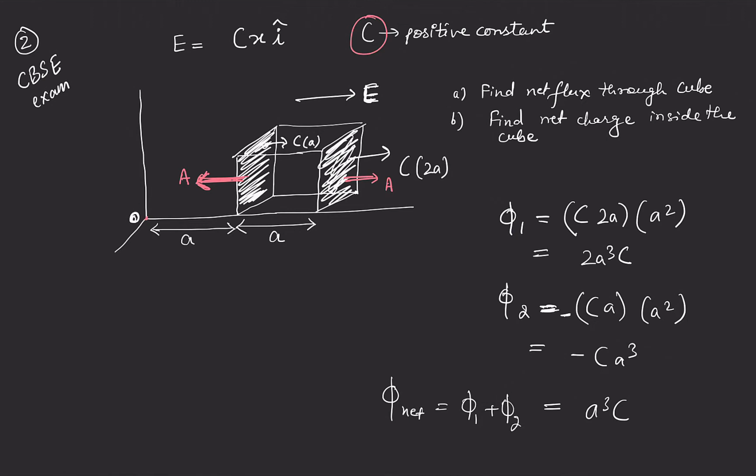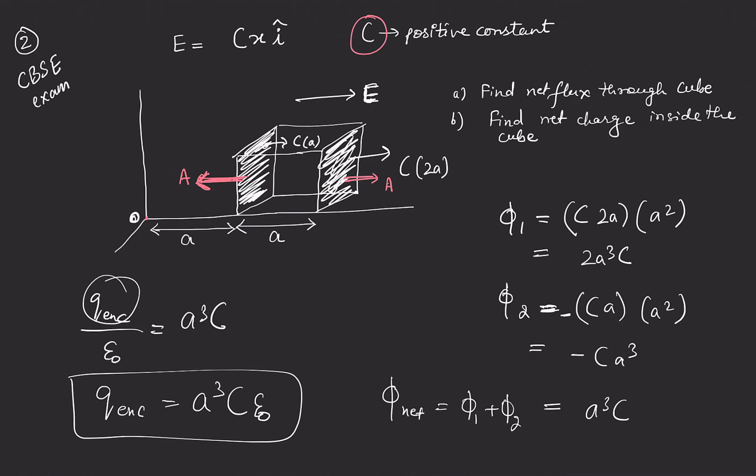So the second part is find the net charge inside the cube. This is very straightforward. So we know that the net charge enclosed divided by epsilon naught is equal to the flux through a closed body by Gauss law, and we have already calculated the flux, so we can find Q enclosed. So Q enclosed is nothing but a cube C epsilon naught.